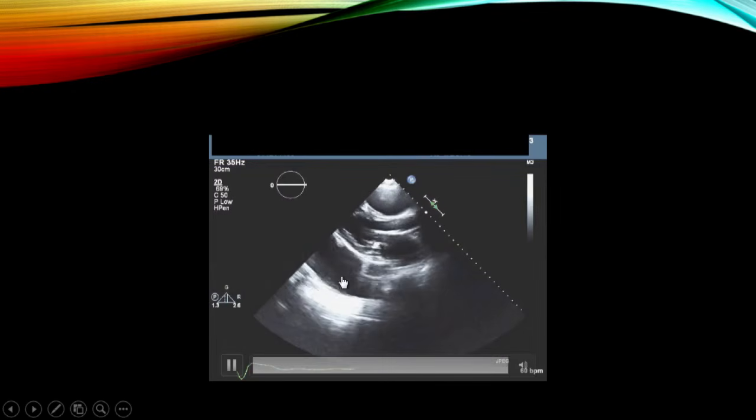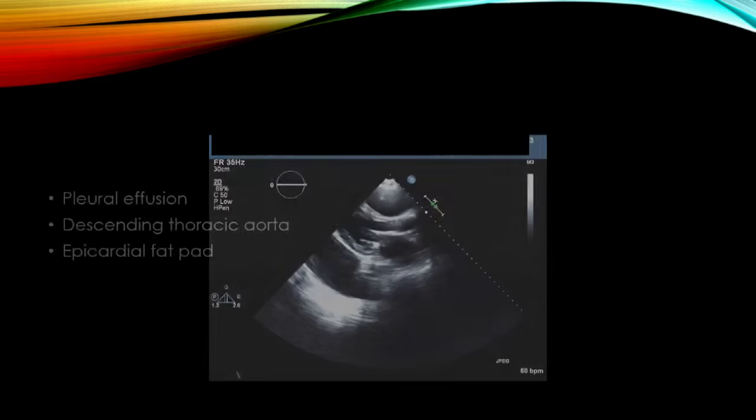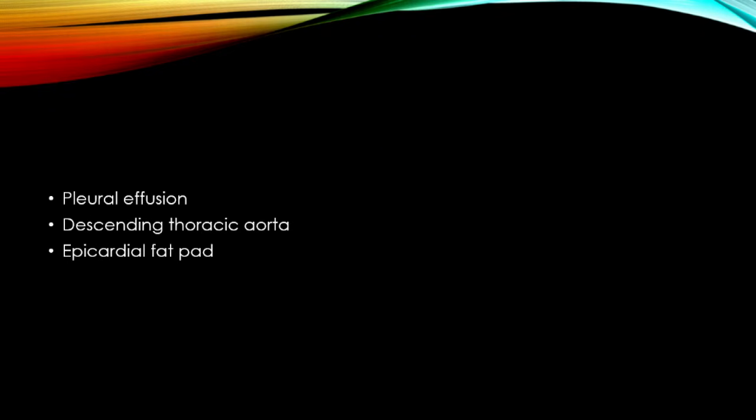So there is this echolucency here, and there is this circumscribed space. This is the descending thoracic aorta. Typically, your pericardial effusion will end before the descending thoracic aorta, whereas the pleural effusion will extend further. Two other entities that can mimic effusion are the descending thoracic aorta, which runs long in the short axis view, and the epicardial fat pad.